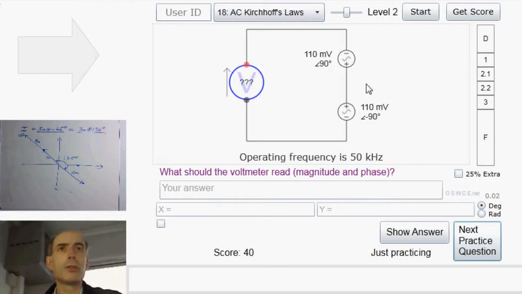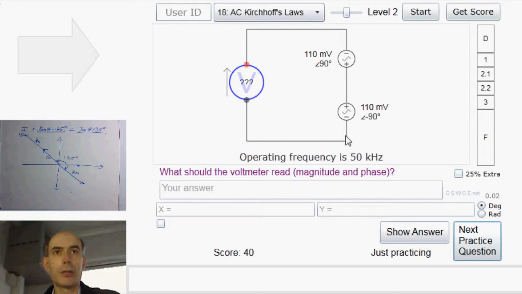A couple of ways you could do this. You could instantly note that inverting a voltage source, turning it upside down, is the same thing as moving the phase through 180 degrees. And therefore, if I took this 110 millivolts here at 90 degrees and turned it upside down, what I would end up with is 110 millivolts at minus 90 degrees, which is exactly the same as the voltage source I have here. So the total voltage between there and there would be 220 millivolts at minus 90 degrees.